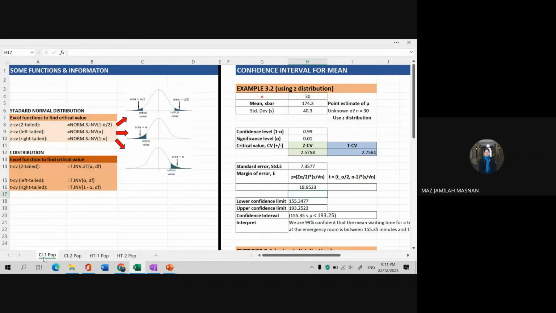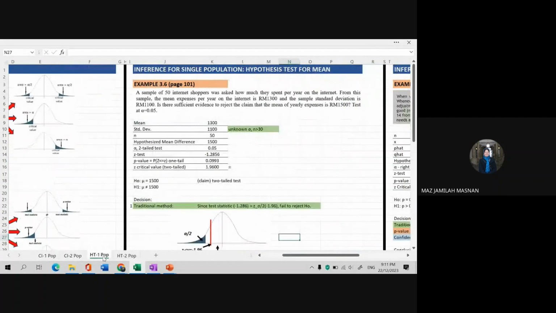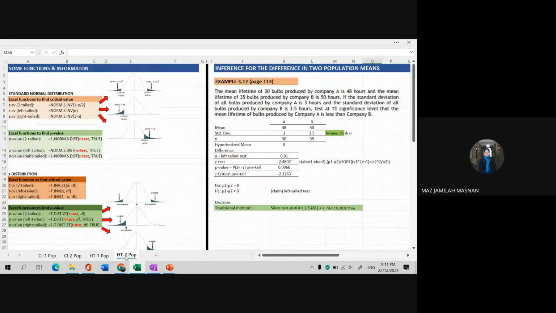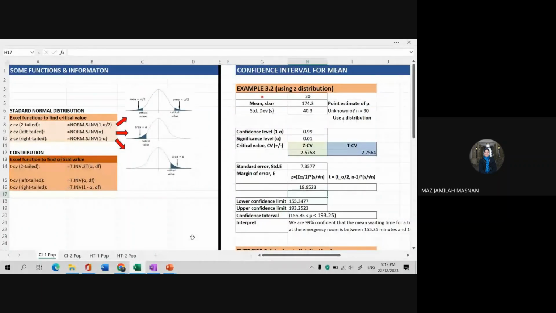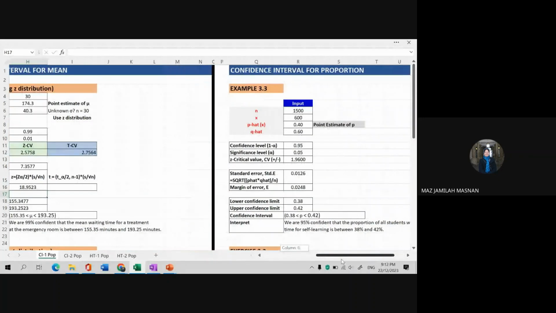Worksheet 1 will cover confidence interval for one population, confidence interval for two populations, hypothesis testing for one population, and hypothesis testing for two populations. At the beginning of the worksheet, I divided it into several sections, divided by this black line, which will tell you the boundary for each discussion.